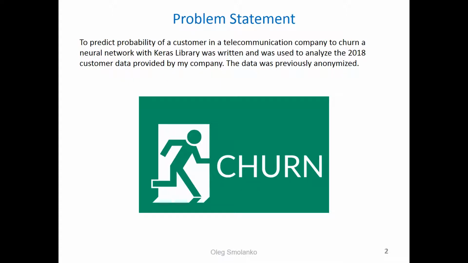The problem statement is to predict the probability of a customer to churn in a telecommunication company with the help of a neural network implemented with the Keras library. The analysis was done on a dataset from 2018, which was provided by my company. The dataset was previously anonymized.